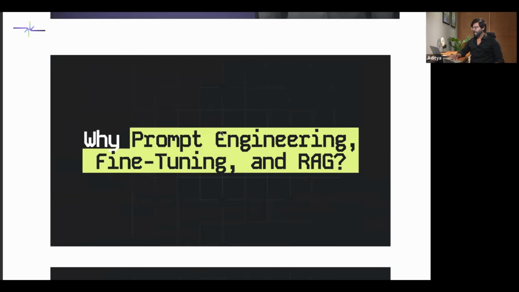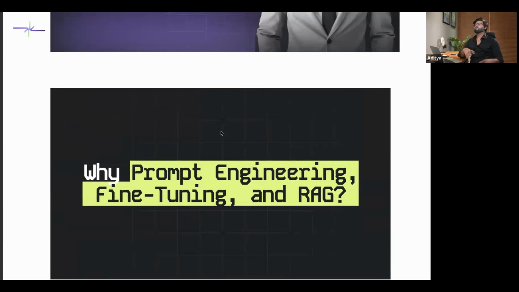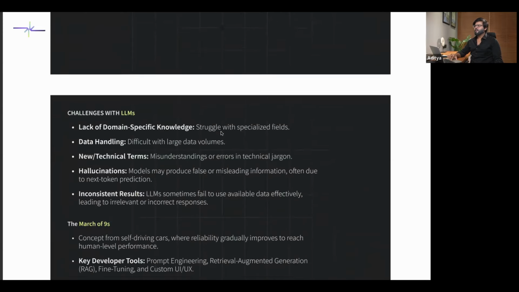And like before we begin with what are large language models, how do they work and other things, the very simple thing which all of us know about and we have heard about it. Why prompt engineering, fine tuning, and RAG? Okay, this is very common. Okay, why do we really need that?